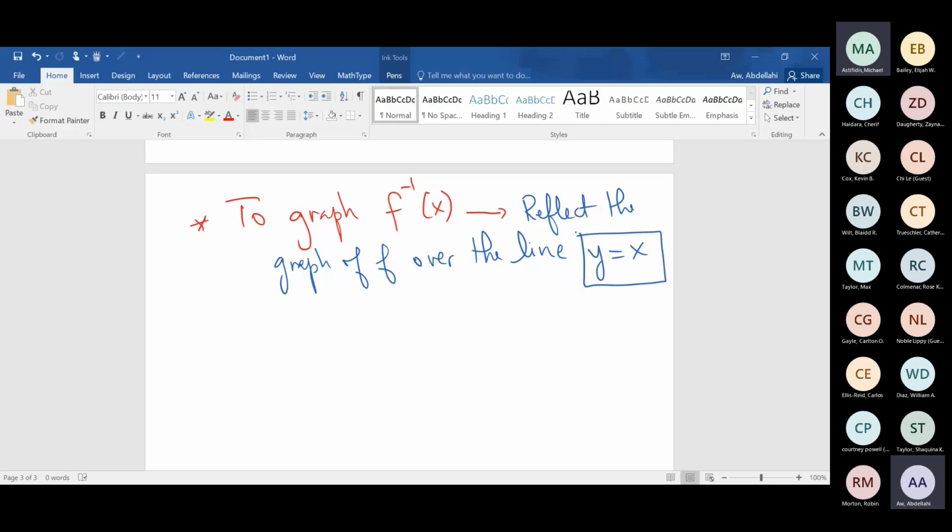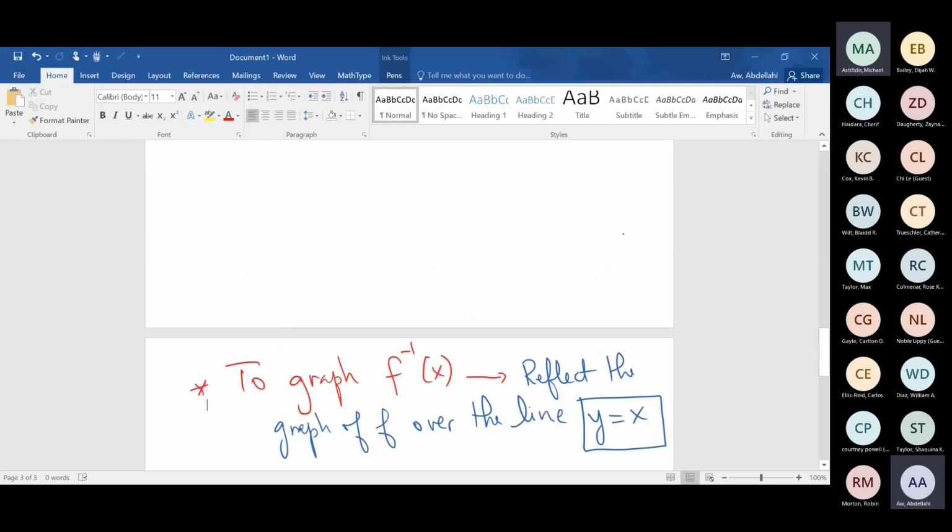Why? Because when we go from f to f minus 1, right, the x becomes a y and the y becomes an x. They change position. The x becomes a y and the y becomes an x. The only points that will not change are the ones where x and y are equal in the first place, right? If x and y are equal in the first place, then if x becomes y and y becomes x, do you see any change? It's the same thing, right?